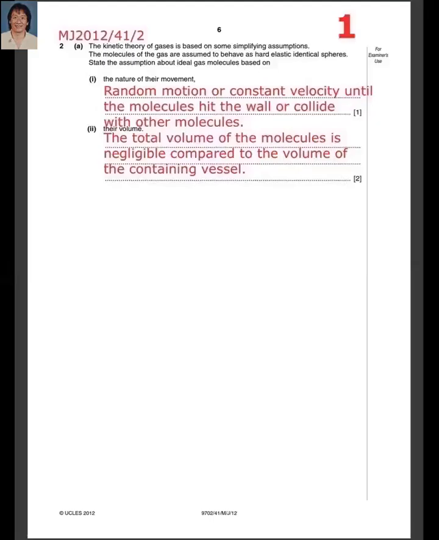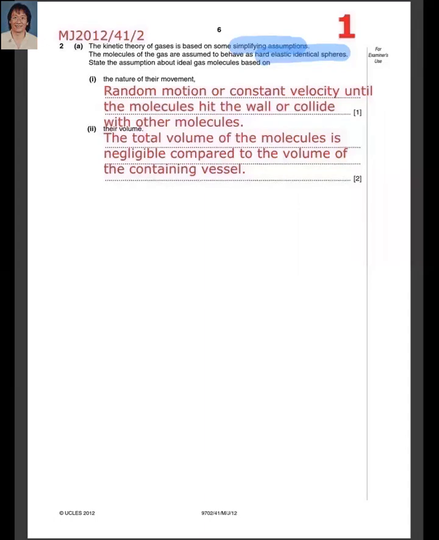This video is on the review of ideal gases, where we will apply the concepts of ideal gases to solve questions. In this question, the kinetic theory of gases is based on some simplifying assumptions. That the molecules of the gas are assumed to behave as hard elastic identical spheres. State the assumption about the ideal gas molecules based on number one, the nature of their movement.